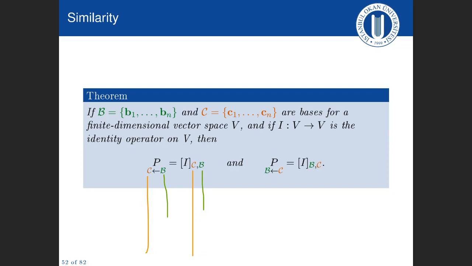So let's prove this theorem. I'm going to prove the first formula. I'm going to prove that the matrix for I with respect to the bases B and C is the same as the transition matrix from B to C.